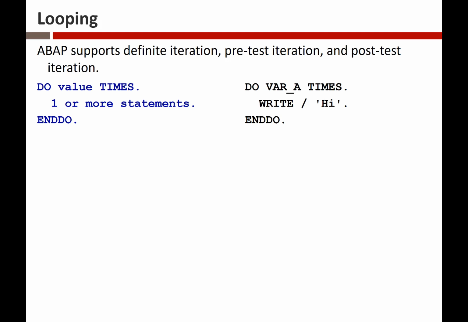Pre-test iteration. Pre-test iteration uses the WHILE loop. Very similar to other programming languages. Like I mentioned a few moments ago, don't put parentheses where parentheses are not needed if you're used to what other programming languages require. But it's statement WHILE, and then some kind of relational condition that can evaluate to true or false, and then one or more statements that make up the body of the loop, and then the ENDWHILE statement.